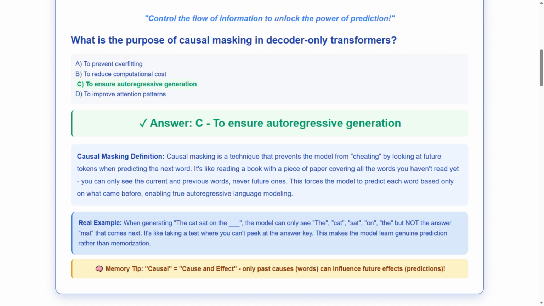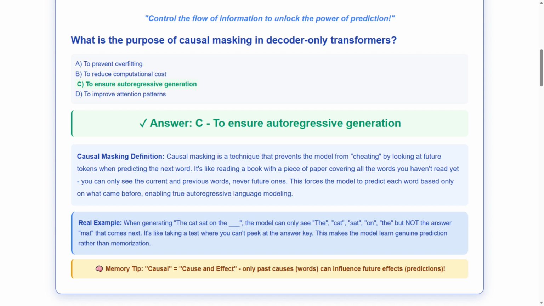To ensure autoregressive generation. We choose this answer because causal masking is specifically designed to prevent the model from seeing future tokens during training, which is essential for teaching the model to predict the next word based only on previous context.